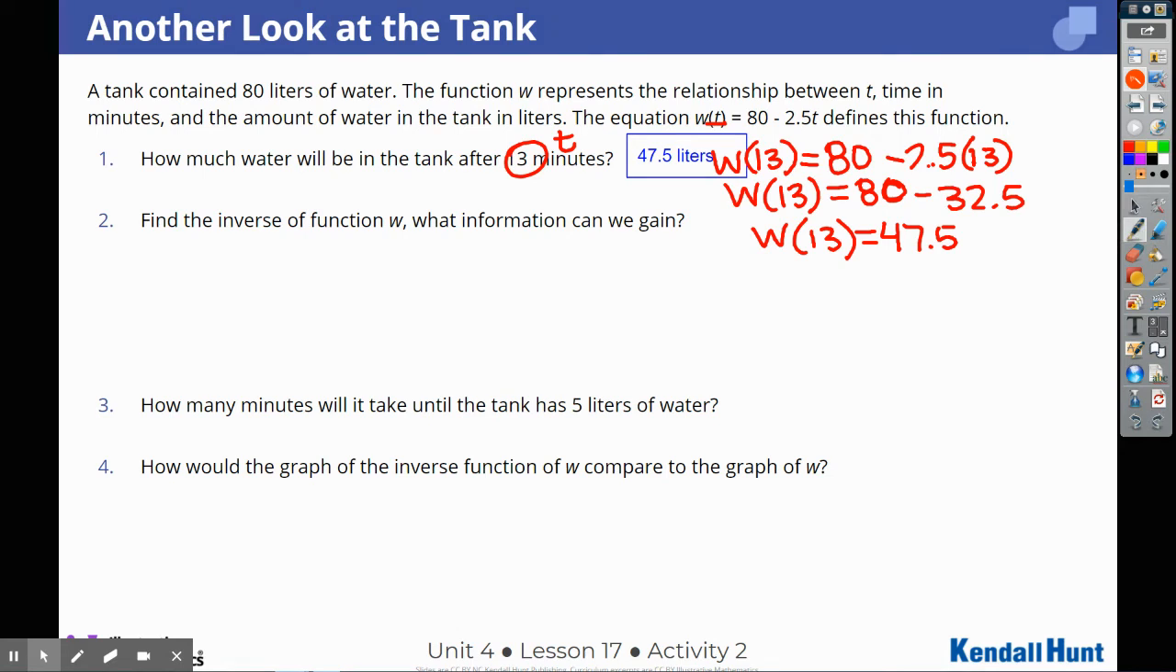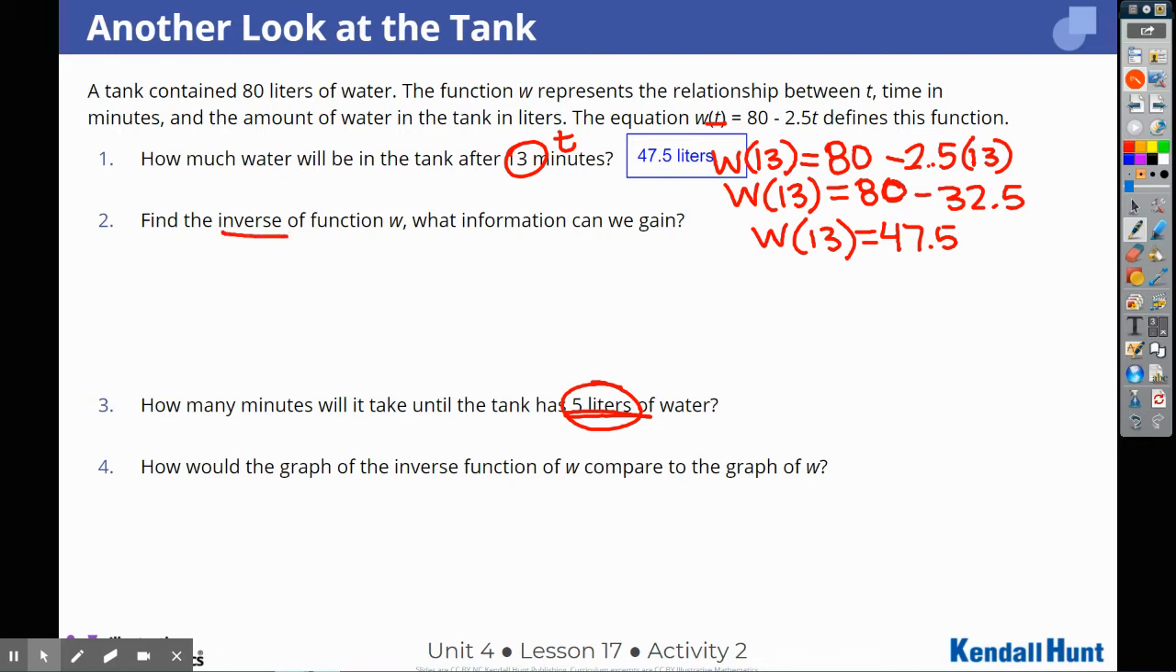Like number 3, we're going to try to figure out what time our tank would have 5 liters. Well, this expression and equation that we have right now, this function, allows us to input the time, but we need to rearrange that so that we can input the liters instead of the time. And we can do that by writing the inverse function. So we're going to make an inverse function of W.